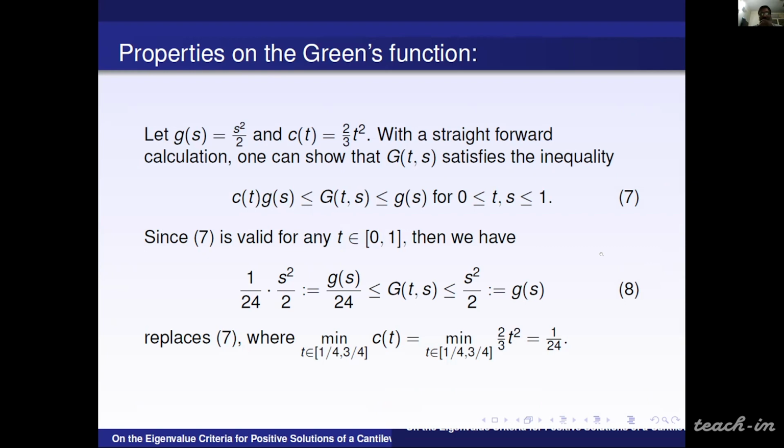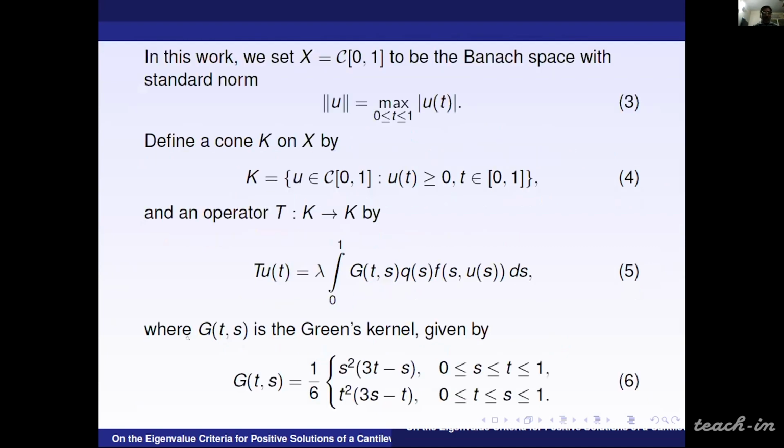We will be getting this: G(t,s) is greater than or equal to s square by 48 and less than or equal to s square by 2. Here s square by 2 is g(s). Okay, so here what we have done, in place of c(t), we have replaced it by 1 by 24. In fact, this property, this 8, helps us to obtain a cone that will be required, or it will help us to obtain the third property of the fixed point theorem, so this will help us to prove the third property.